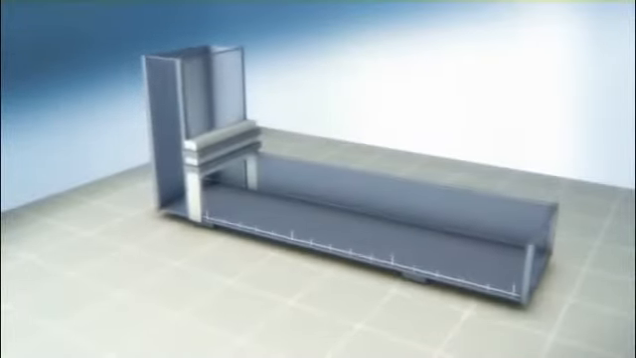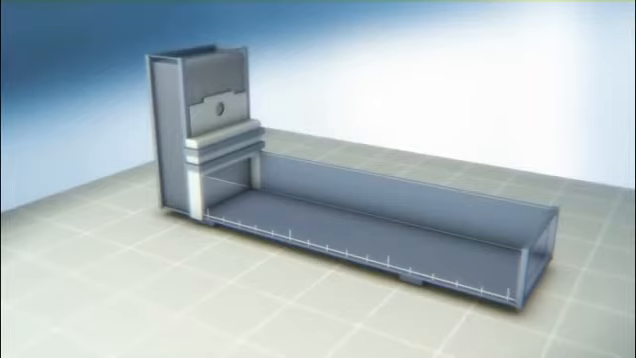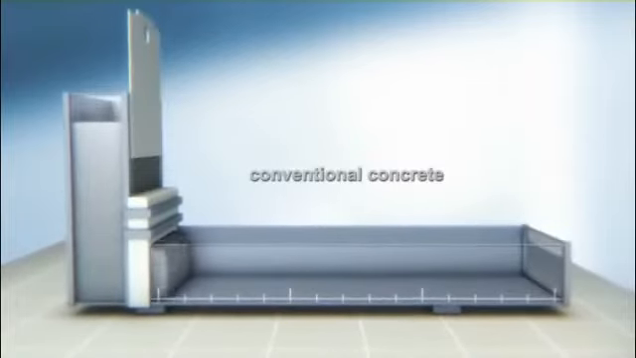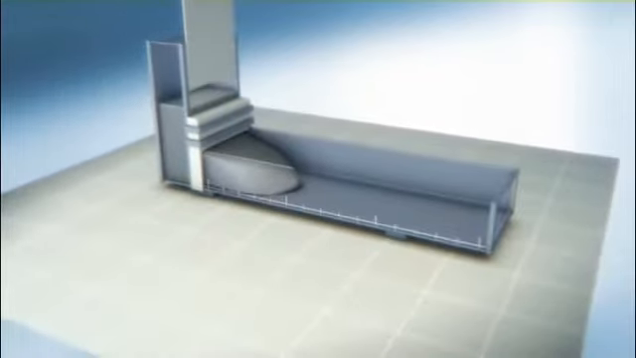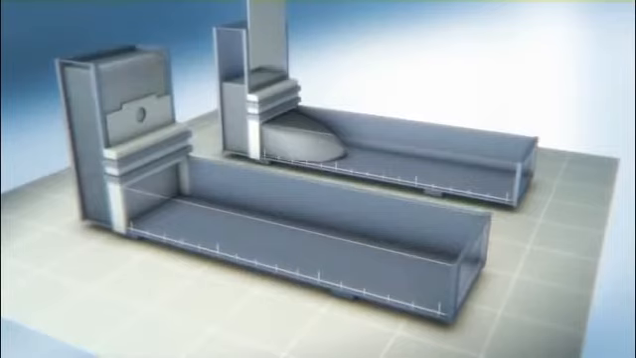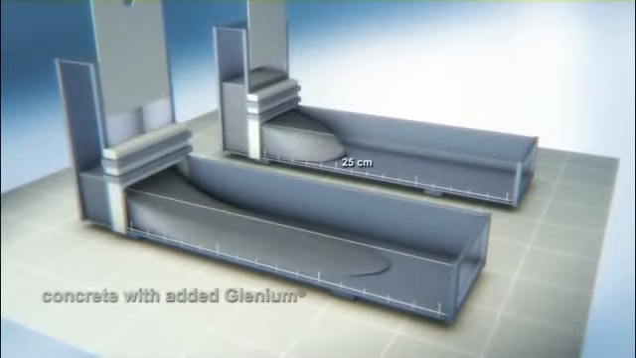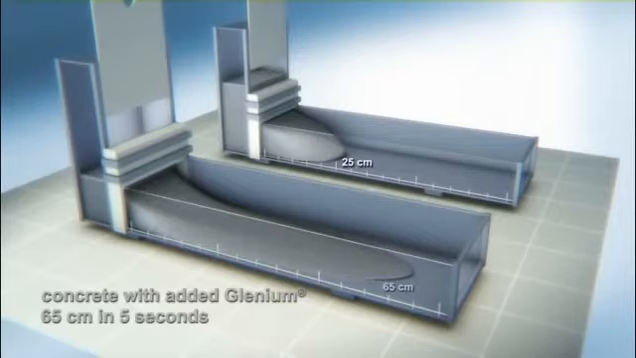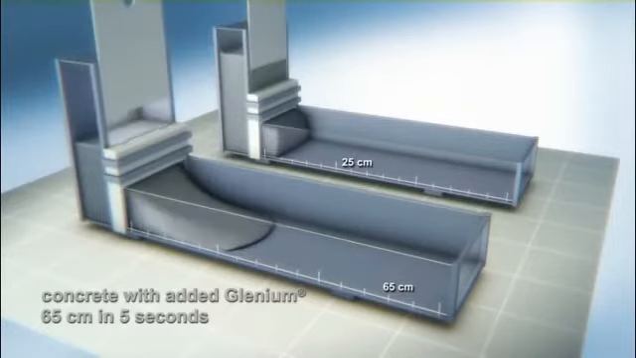A pilot plant comparative study between conventional concrete and concrete with added glenium, but with the same water content and mixing ratio, clearly shows: with conventional concrete, the flow process already stops after 5 seconds and after a distance of about 25 centimeters. Concrete to which the Superplasticizer glenium was added flows much faster, and the distance traveled over the same period is about 65 centimeters.